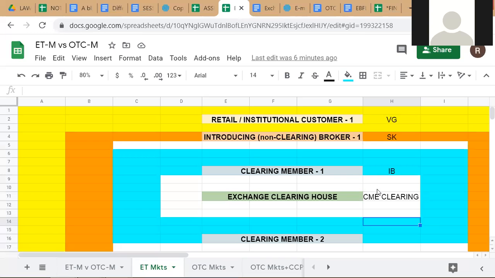I'm just throwing out a number. I don't know what the actual number is. There'll be some number. Okay, so Interactive Brokers has to maintain a minimum $50 million balance with CME clearing.